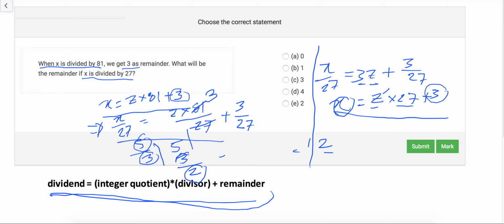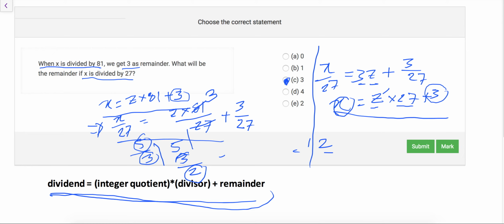So our answer will be C, which is 3. Just a quick reminder here: since x is divided by 81 and 81 is divisible by 27, we'll get the same remainder if we divide x by 81 or by 27, because 3 is less than 27.